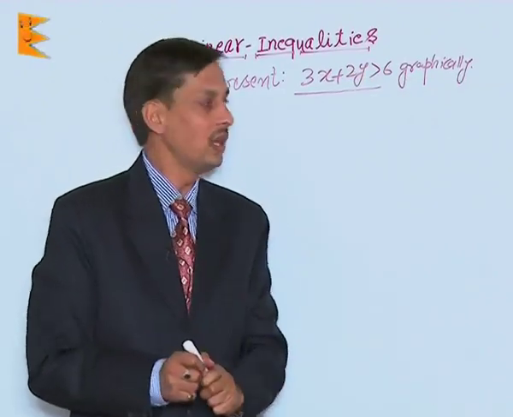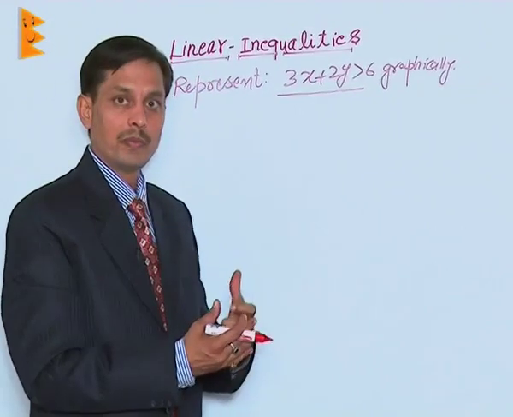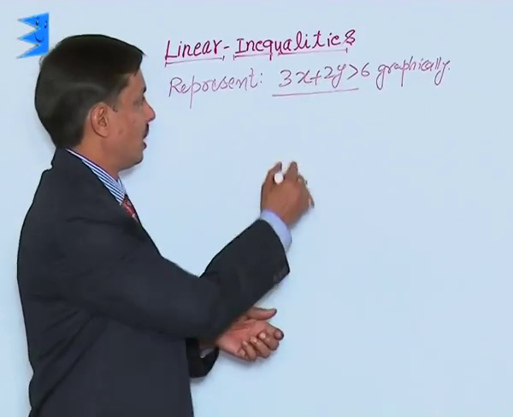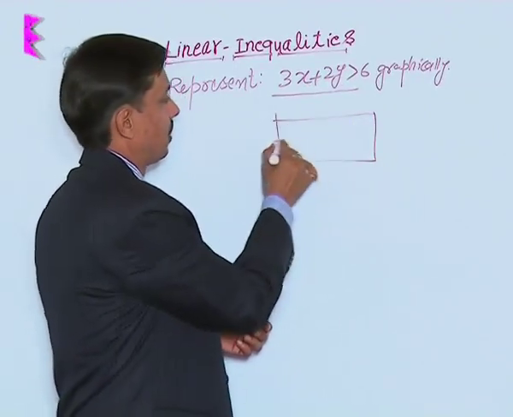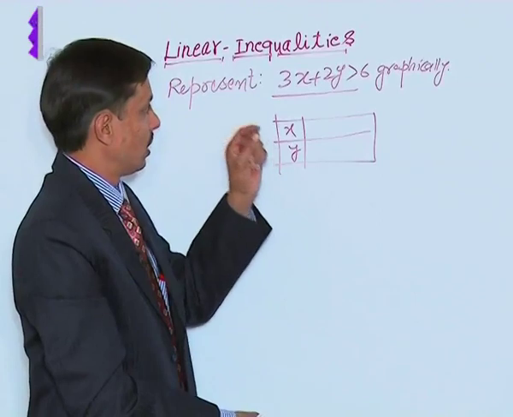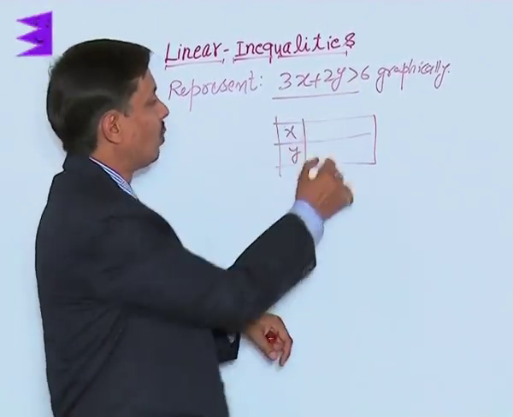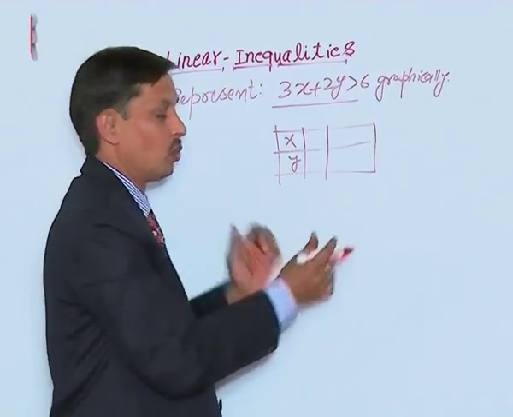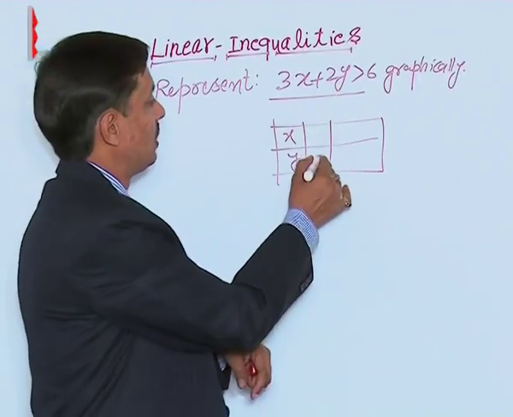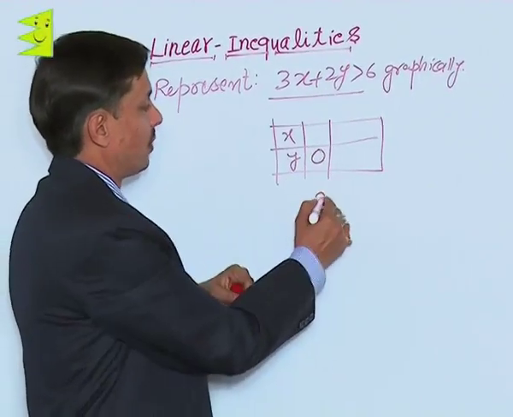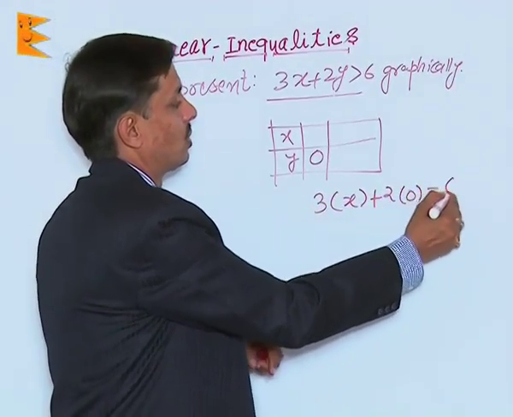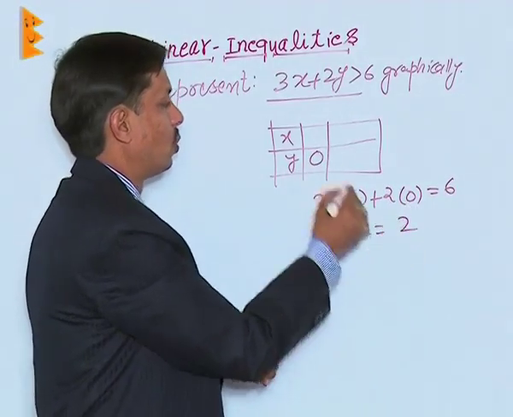To represent this graphically, first of all, I will assume that this is not an inequality. Suppose it is an equality. Then what will be the set of values on the x-axis and y-axis? In the case of equality, I am taking two sets of values of x and y. For verification, I may even take a third. If y is 0, this situation will be like this: 3x plus 2 into 0 is equal to 6, or x is equal to 2.